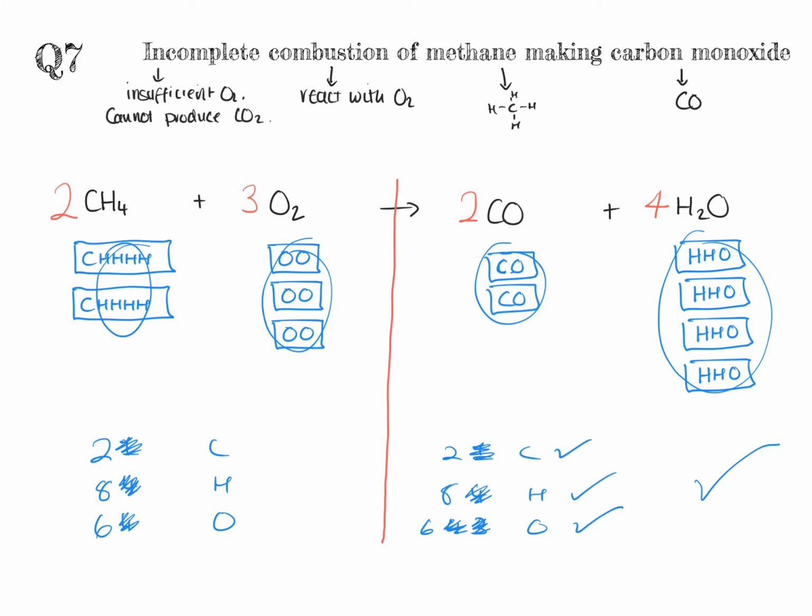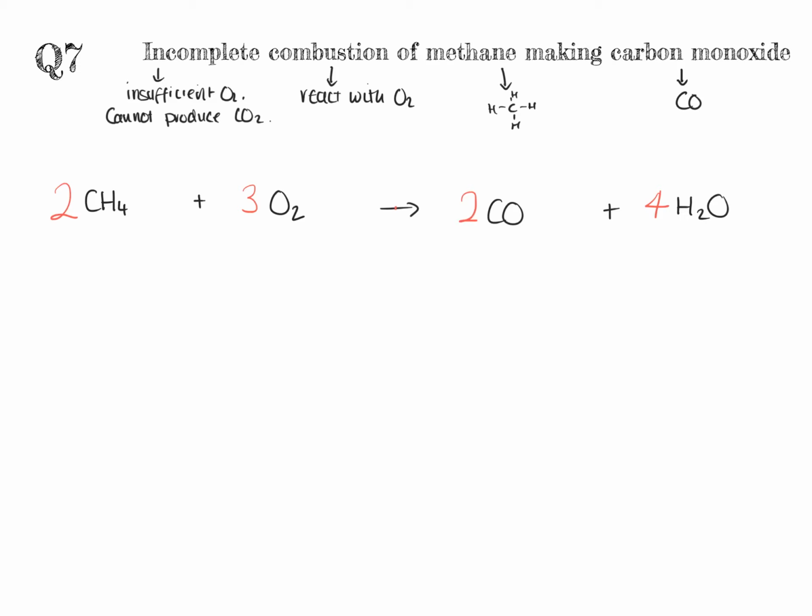And once we've got to that point, we can get rid of all of our working out, and there we have a final answer. So the incomplete combustion of methane making carbon monoxide, and of course we're going to make water because we've got some hydrogens here, so we had to make water as well, is 2 molecules of methane reacts with 3 molecules of oxygen to make 2 molecules of carbon monoxide and 4 molecules of water. Quickly show you that with diagrams, and then we'll move on to our third and final example.